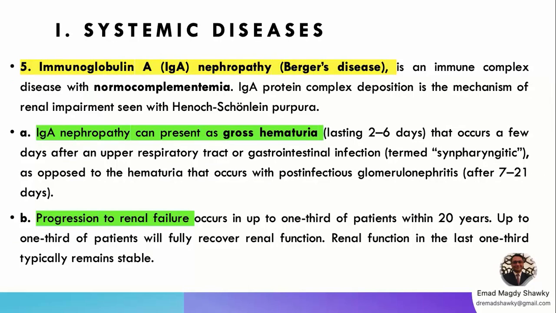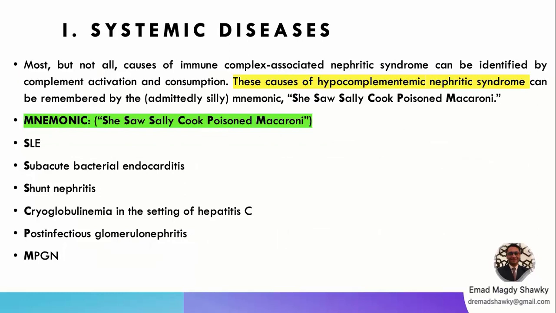IgA nephropathy, we will take as a separate case in the PBL. Again, it's a form of antibody which causes immune complex inside the mesangium and causes mesangial proliferation, and this mesangial proliferation will end by end-stage renal disease after a long period, maybe 15 to 20 years. This is a very simple mnemonic to memorize the most common causes of systemic immune complex disease which can affect the kidney and cause nephritic syndrome.